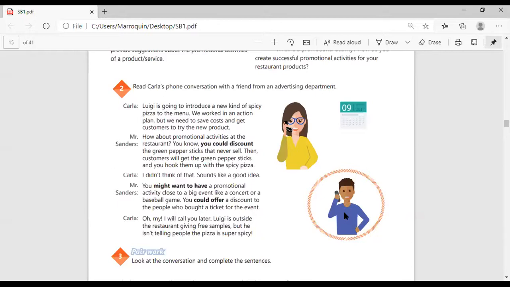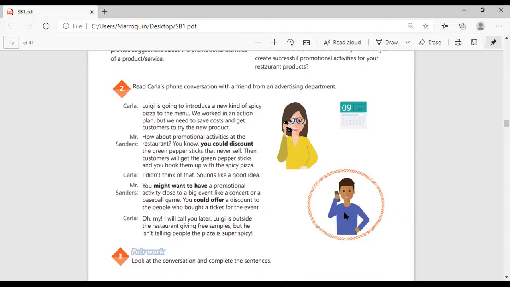Luigi is going to introduce a new kind of spicy pizza to the menu. We worked on an action plan, but we need to save costs and get consumers to try the new product. How about promotional activities at the restaurant? You know, you could discount the green pepper sticks that never sell. Then customers will get the green pepper sticks, and you hook them up with the spicy pizza. I didn't think of that. Sounds like a good idea.